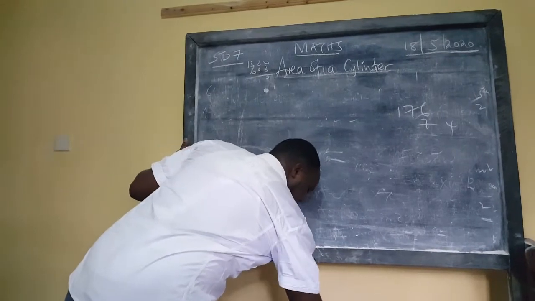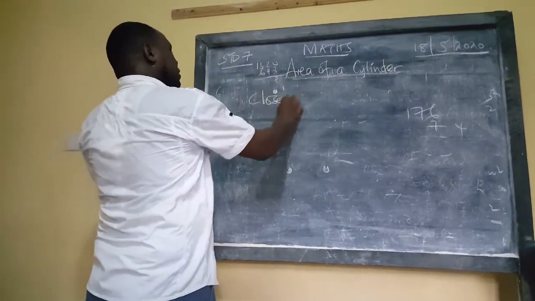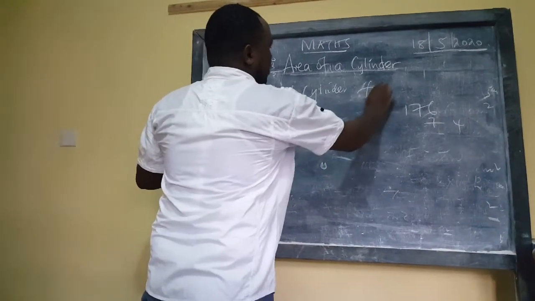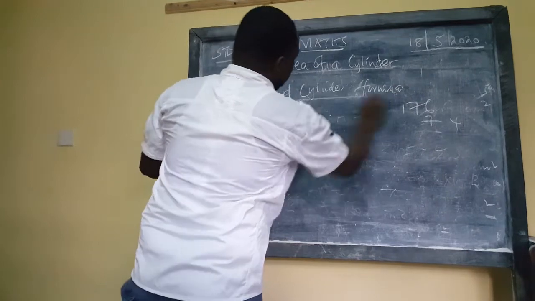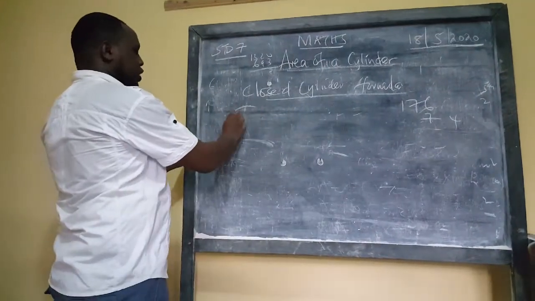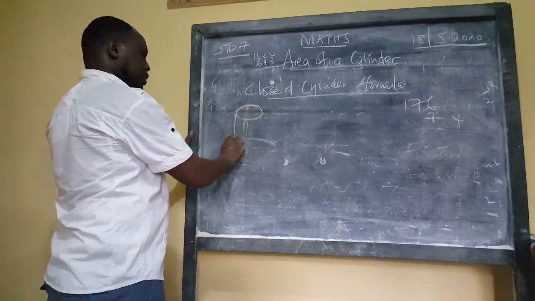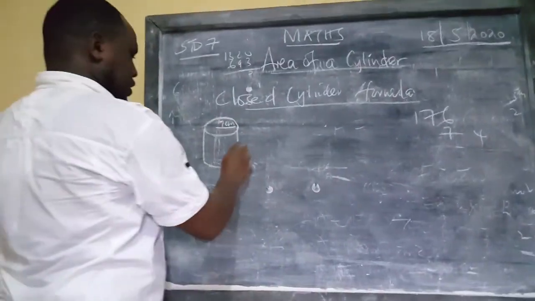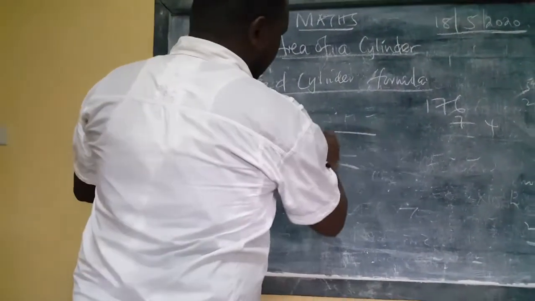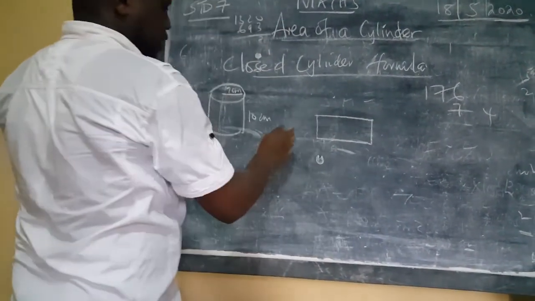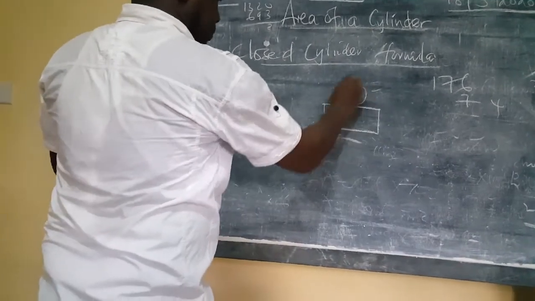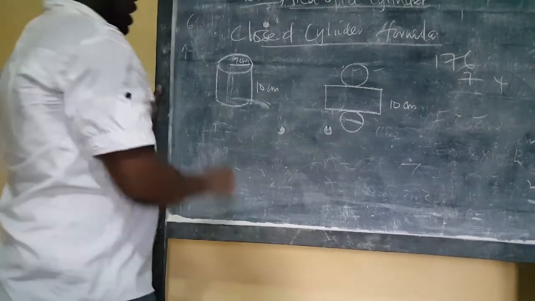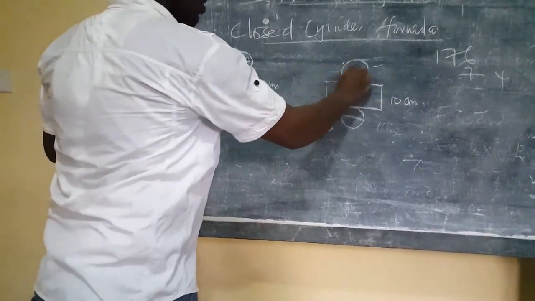Closed cylinder area formula. I want to draw the cylinder here. The closed one looks like this, 7 centimeters. This is 10 centimeters. Meaning if it's closed, then it has 2 circular parts. This is going to be 10 centimeters. And then the radius is going to be 7 centimeters.